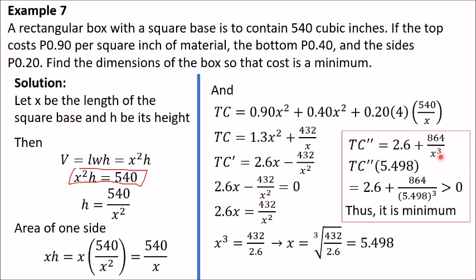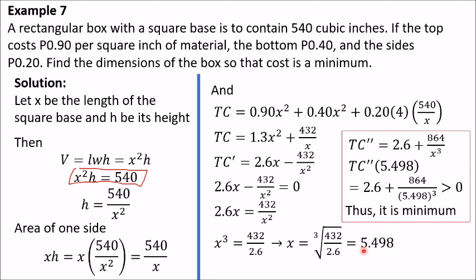Now, i-substitute natin yung x dito, which is equal to 5.498. So, the TC double prime of 5.498 is equal to 2.6 plus 846 divided by 5.498 cubed. Okay, hindi natin kailangan, again, i-simplify ito dito sa second derivative. Tingnan nyo lang, mukha naman, 2.6 dito. Ito, positive din. So, pag in-add mo yung dalawa, sigurado, positive ang result niyan. So, sigurado na greater than 0. So, thus, therefore, itong ating x na 5.498 will give the minimum total cost.